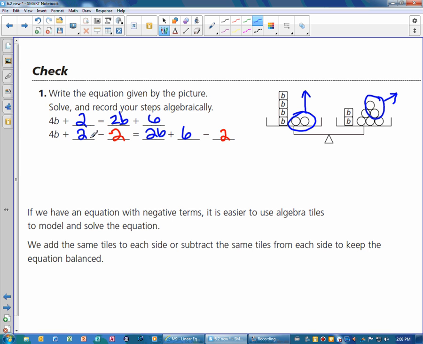So I have 4b plus 2 minus 2, leaving me 4b. I have 2b plus 6 minus 2, so I have 2b plus 4. Okay? So I've got 4 of these b's left over. I've got 2 b's, and then I've got this 4.